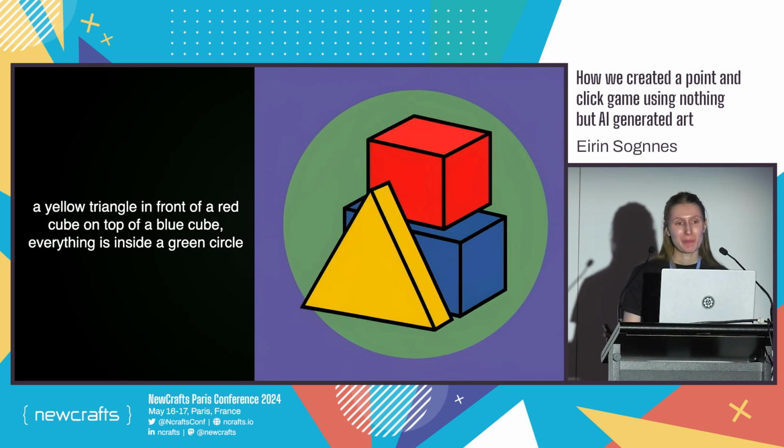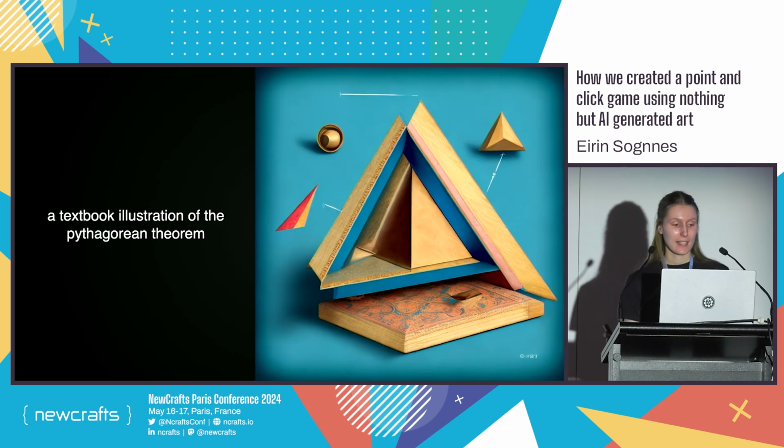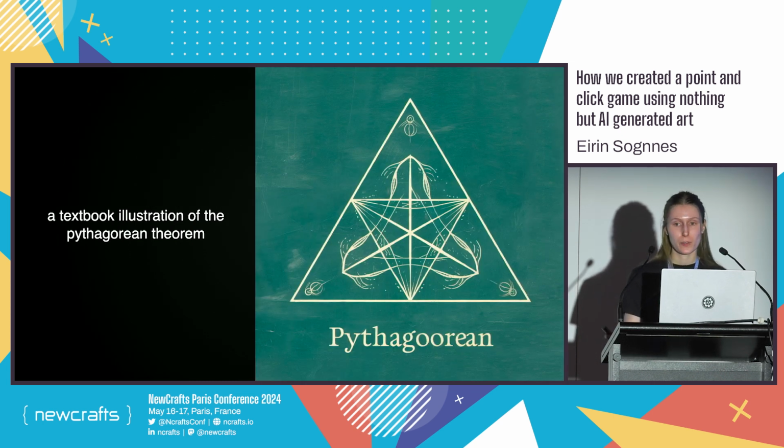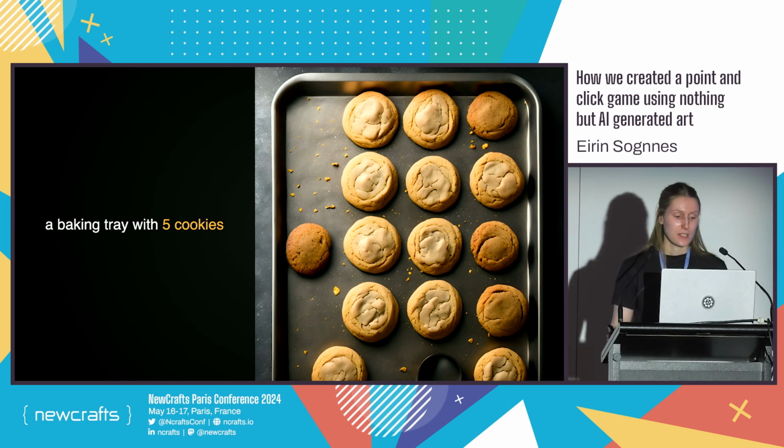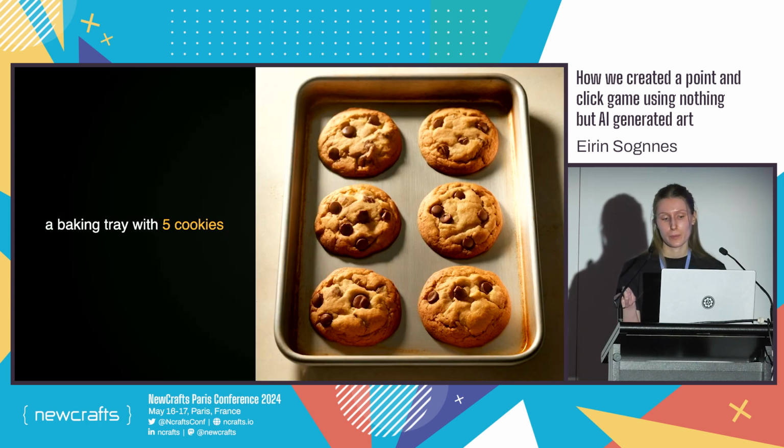I also tried some maybe too complex things like a Pythagoras illustration. And this is the old example, but this is the new one. And I don't think this is a good illustration of Pythagoras either. And we also had big issues with counting to just 5. I don't think this is 5. And this is the 2023 example, but this is the 2024 example. It's still not 5. So, yeah.